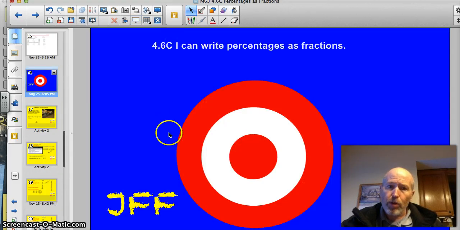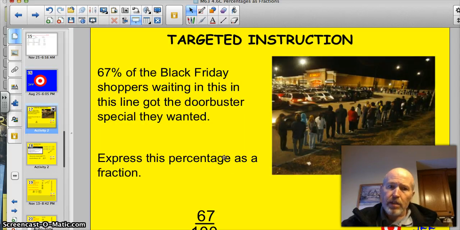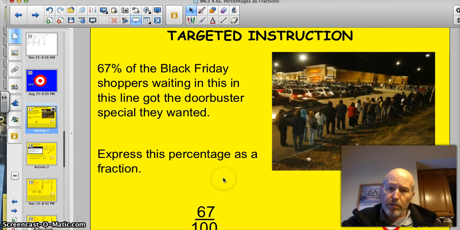Officially, the target is 4.6c. I can write percentages as fractions. Let's do this thing. 67% of the Black Friday shoppers waiting in this line got the doorbuster special they wanted. Express this percentage as a fraction. Well, we know that percentages are always the number per 100. So, simply 67 100ths works just fine.